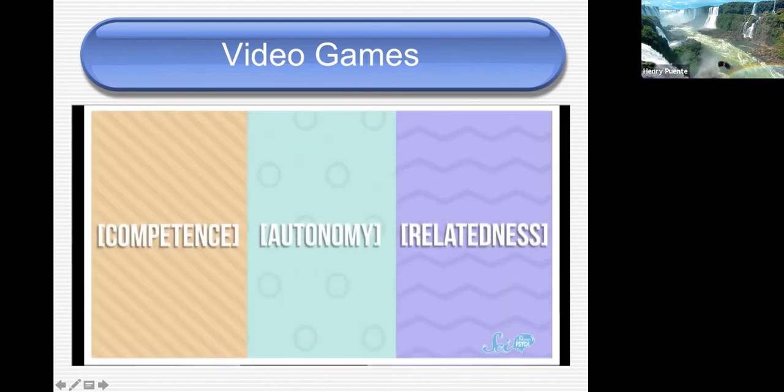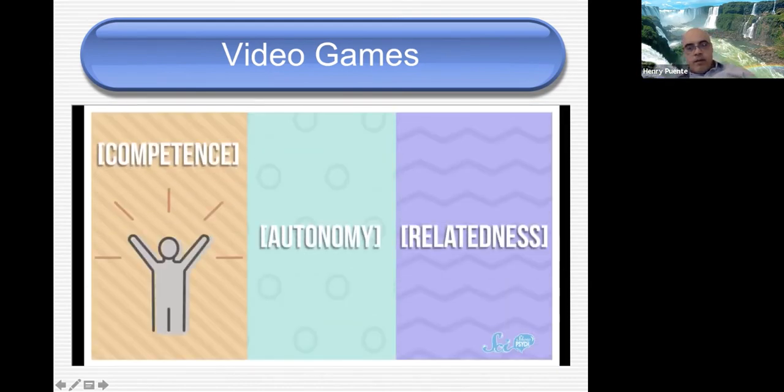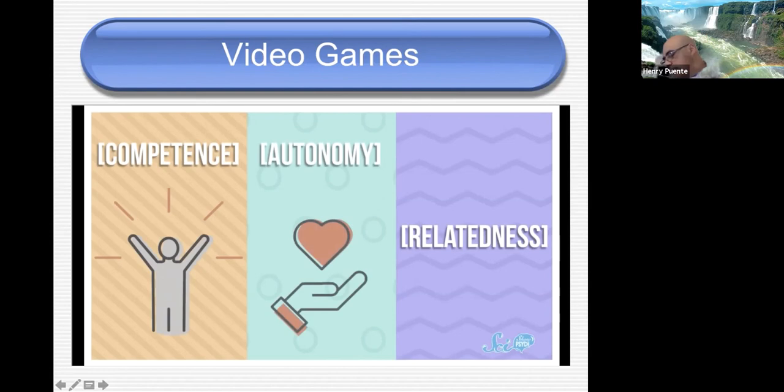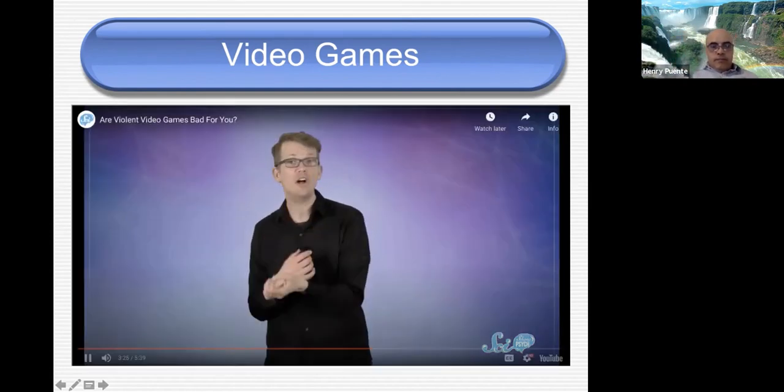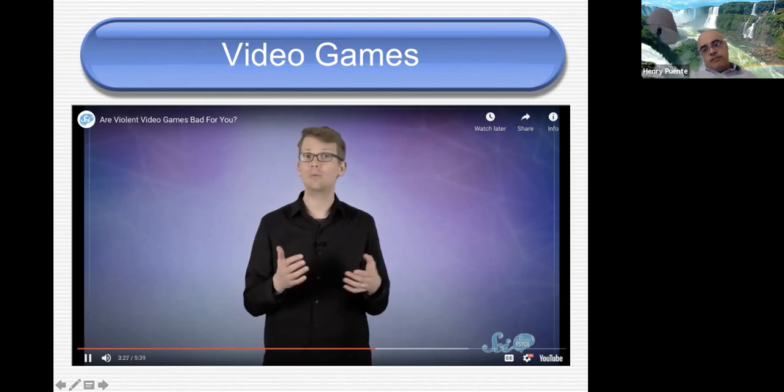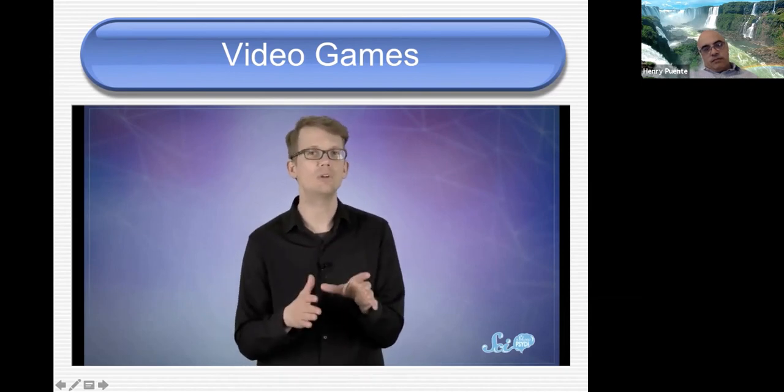This theory states that people have three innate psychological needs: competence, or feeling capable; autonomy, or feeling in control; and relatedness, or feeling connected to others. You can experience all these things while playing video games, but without them, researchers think games can cause negative things like aggression. One series of experiments in 2014 focused on competence.